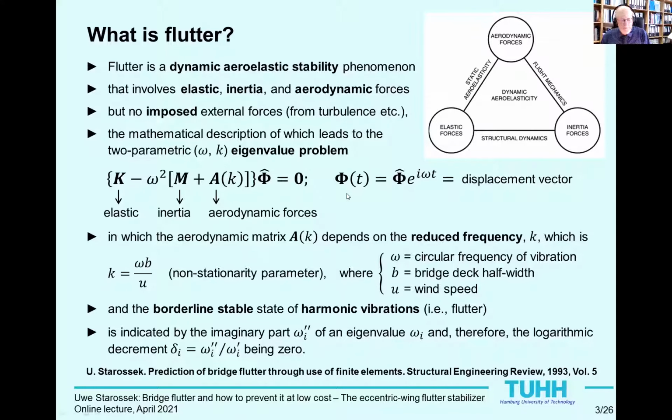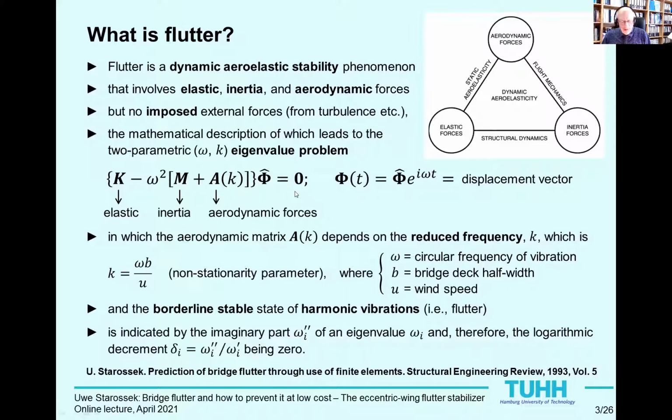Consequently, the mathematical representation of the dynamic force equilibrium is a homogeneous system of linear equations, here shown in matrix notation, in which the aerodynamic forces, represented by the aerodynamic matrix, appear on the left-hand side of the equation, together with the internal system forces due to stiffness and inertia, represented by the stiffness matrix K and the mass matrix M. And the right-hand side of the equation is a zero vector.